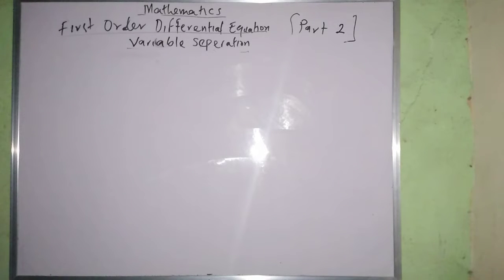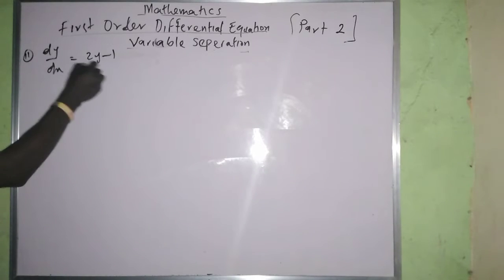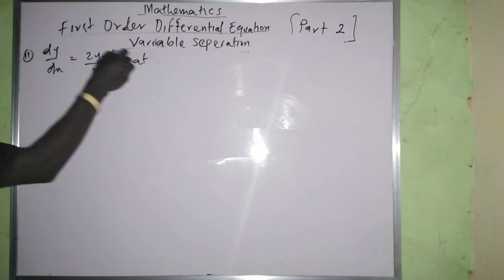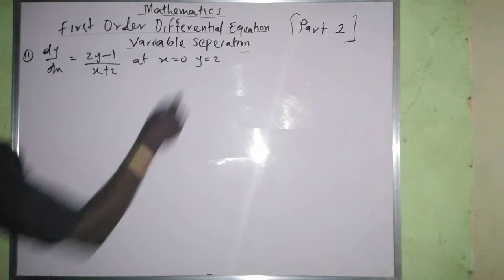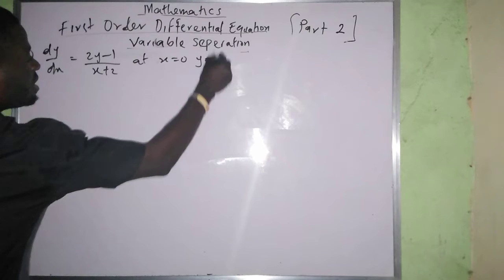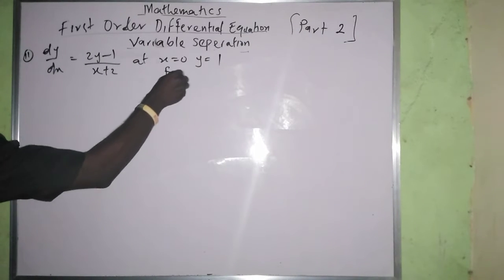Now, if I have this type of problem, example number 2. I have dy over dx equals 2y minus 1 all over x plus 2, at x equals 0, y equals 1. Let me just put 1 there. Now, find your k. You are looking for your k.